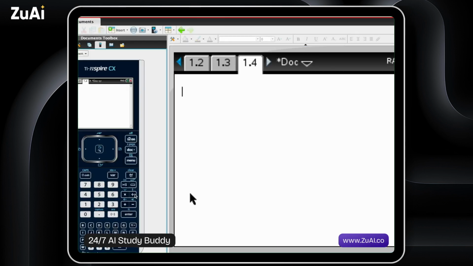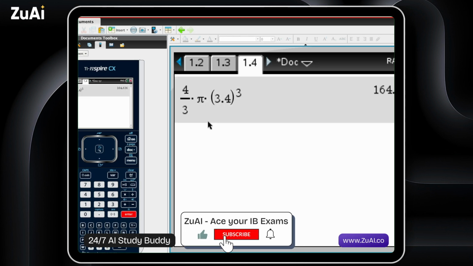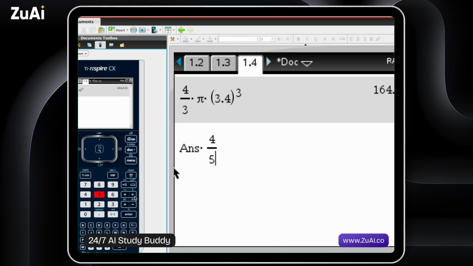So 4/3 times pi times 3.4, and let's raise that to the power of 3, so 3.4 cubed. Right, and this is our total volume, but we don't want the total volume, so let's multiply it by 4/5, because only 4/5 of this volume is outside of the cone. And so there we go, 131.709.